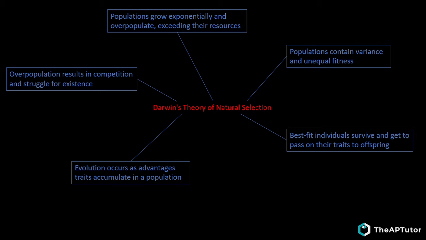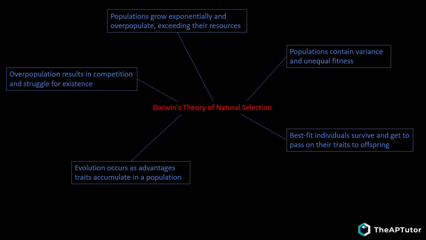Populations contain variances and unequal fitness. So like every time an organism reproduces, the offspring is not a genetic copy of the parents. It actually has its own variations along with mutations and different combinations of alleles, giving each of them an unequal fitness due to the environment at the time. For example, if there was a disease and one animal actually contained the genes to counteract that disease, it would have a higher fitness or ability to survive and reproduce than the others.